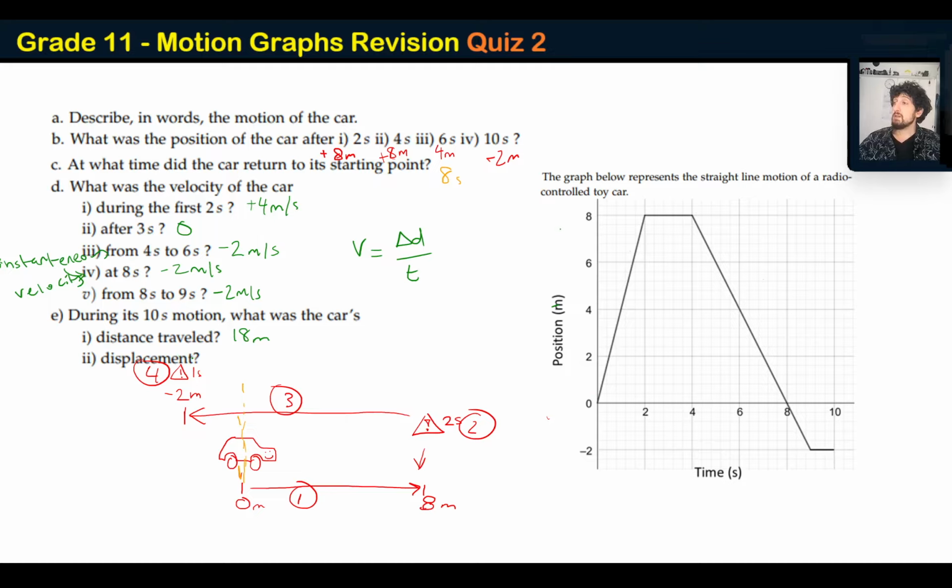What's the total displacement? Ooh, displacement is the change in position. I started at 0 and I went to negative 2. So that's simply it, negative 2 meters. That's the displacement. Okay, I hope that wasn't too hard. Let's move on.